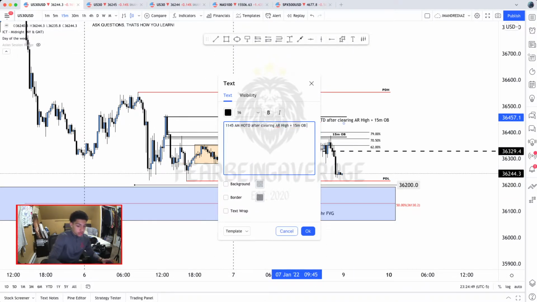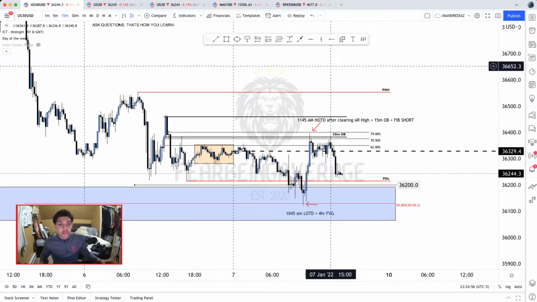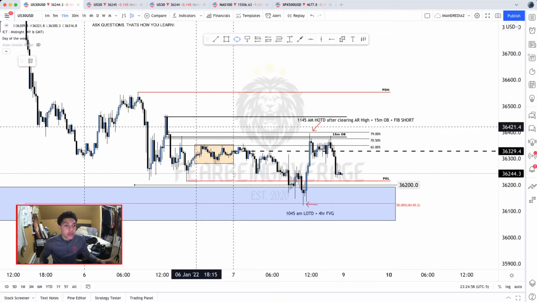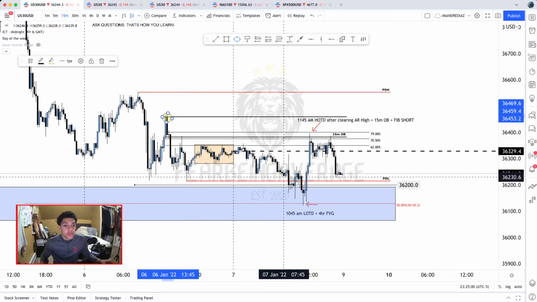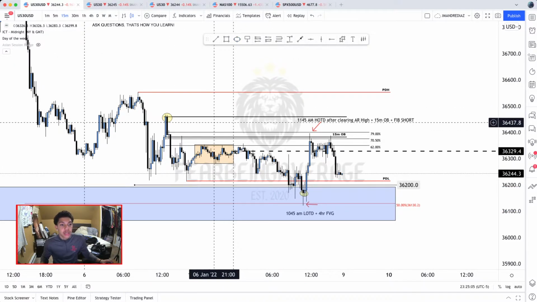So it also traded into a fib short. There were a lot of confirmations up here for why we would expect price to potentially move lower. So where did I draw the fib? From this high to this low. Why this high?